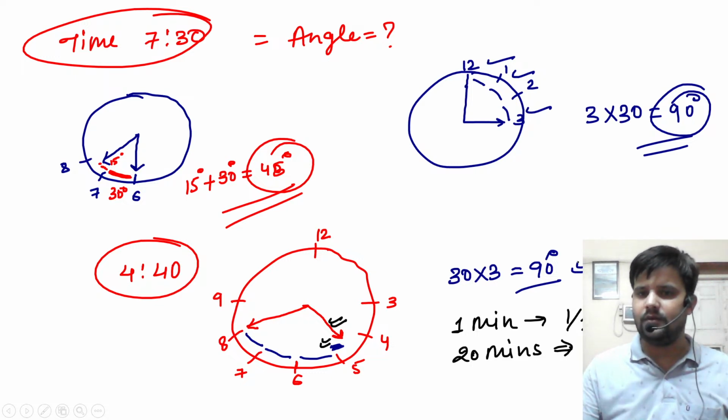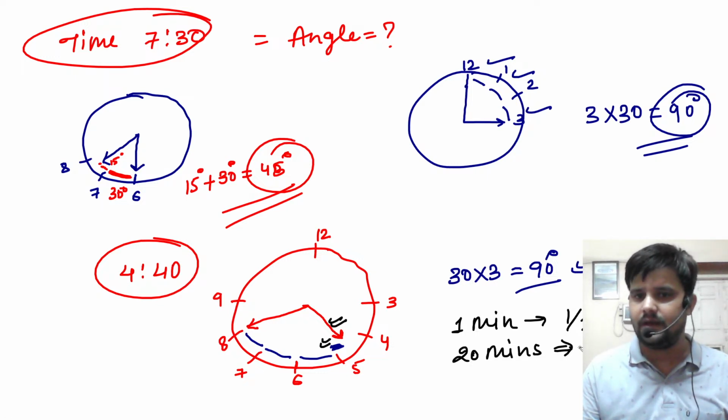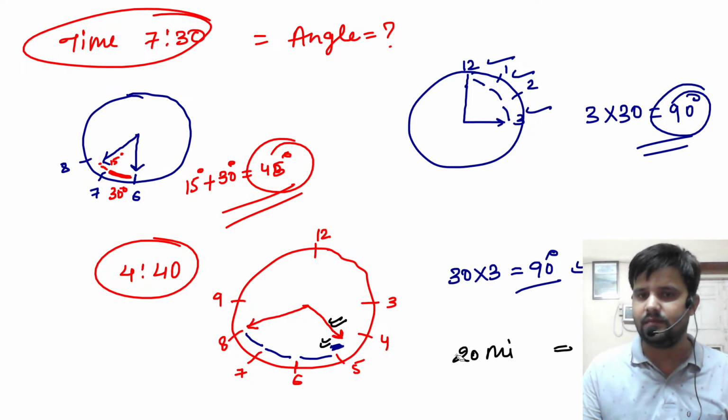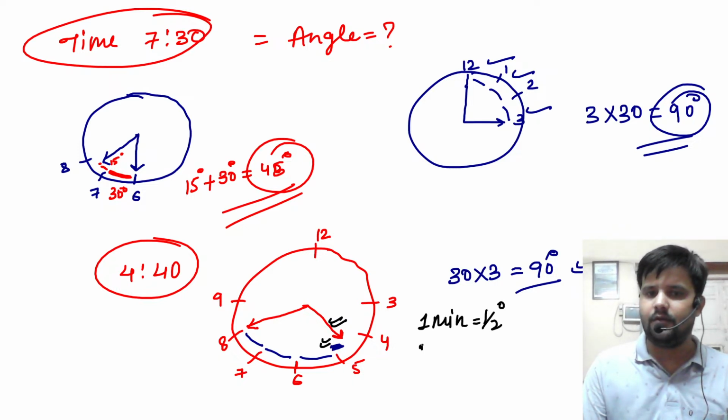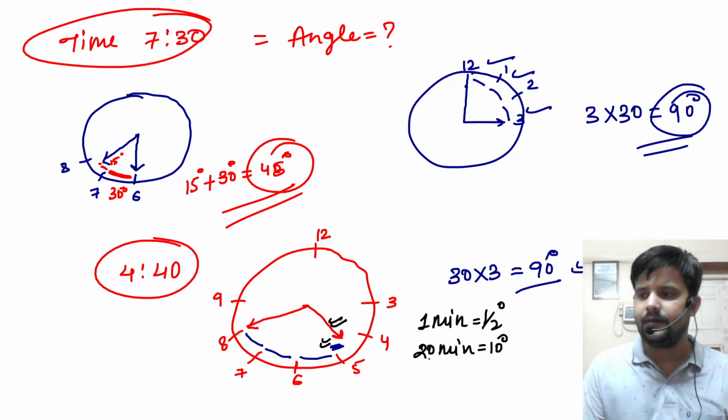Actually, I think my photo is appearing in the corner, so whatever I wrote here was not visible to you, so I am writing it again. Okay, so I wrote, in 1 minute the hour needle goes half a degree. So in 20 minutes it will go 10 degrees. So the final angle would be 90 plus 10, which will give you 100 degrees.